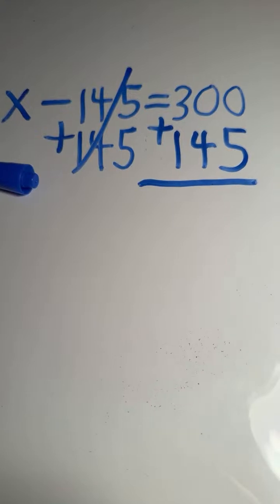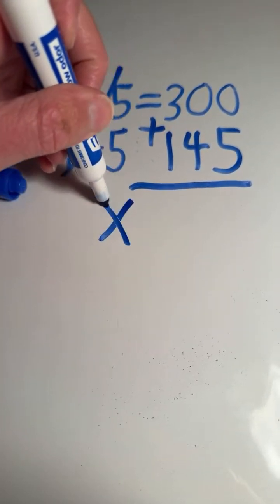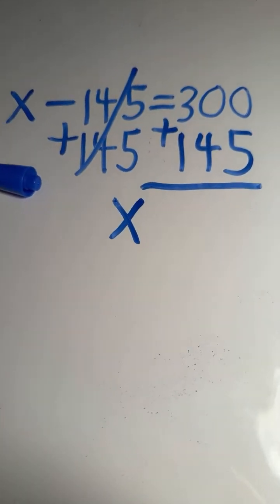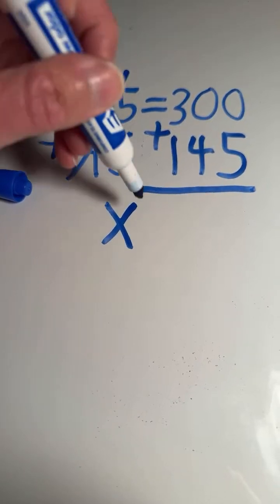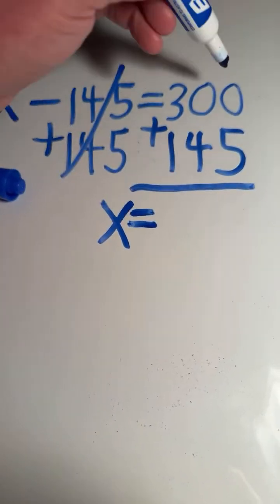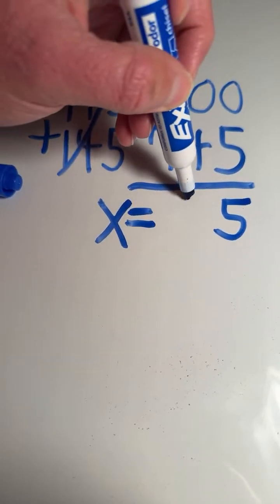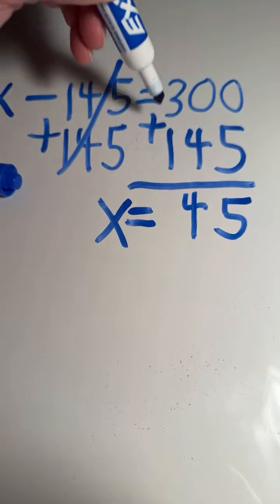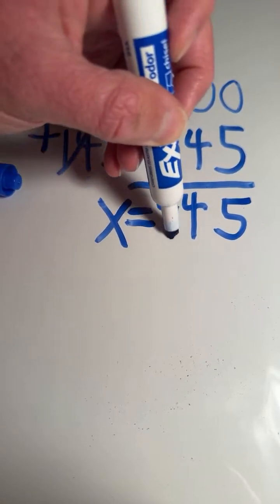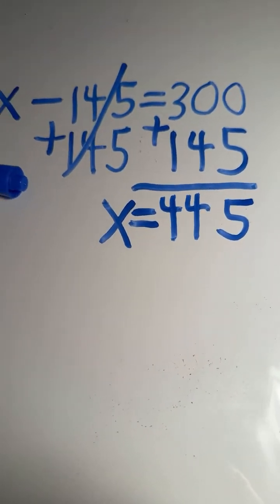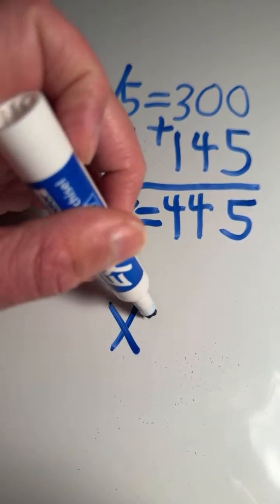So adding 300 plus 145 will give us the value of x. Zero plus 5 equals 5. 0 plus 4 equals 4. 3 plus 1 equals 4. And we have our answer, x equals 445.